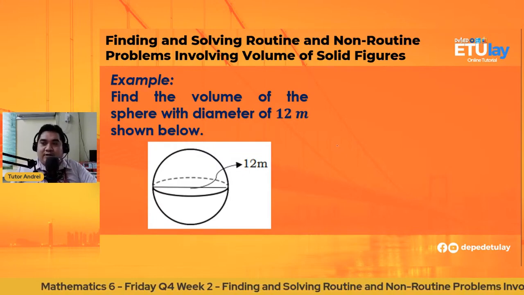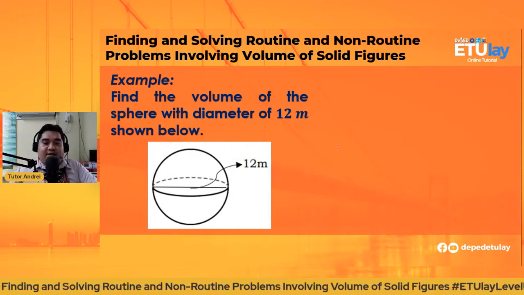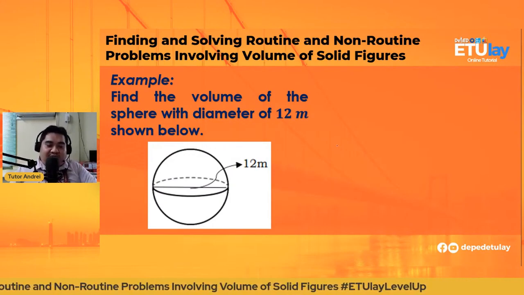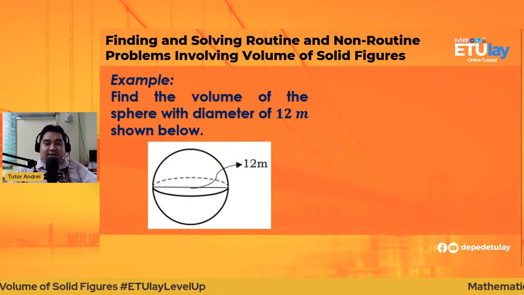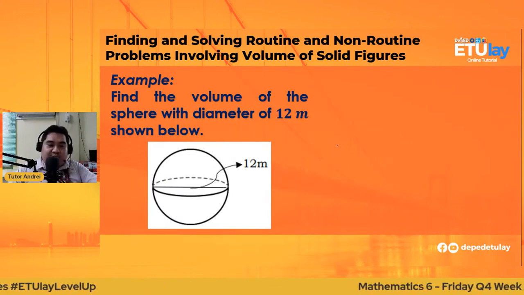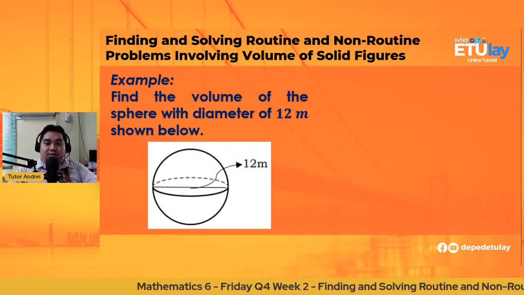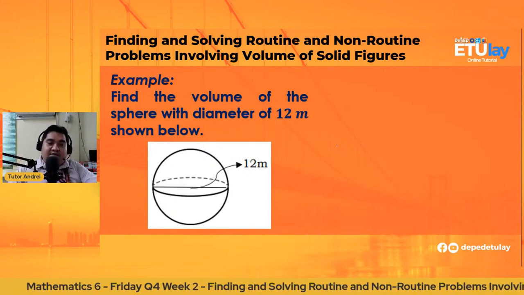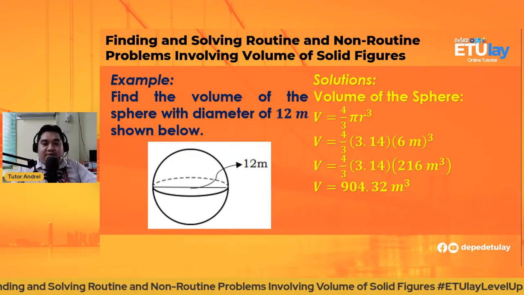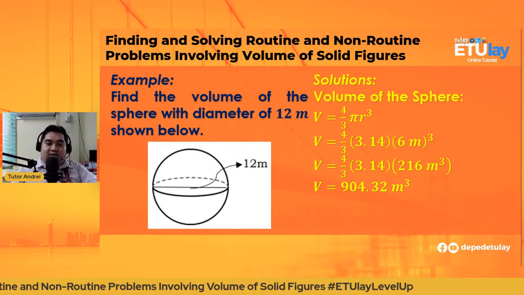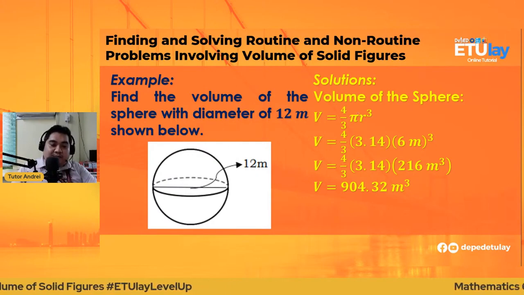So again, katulad ng ginawa natin kanina, para mahanap ang radius ng sphere, you just simply divide the diameter by 2 or get half the measure of the diameter. So that's 12 divided by 2 equals 6 meters. So the radius of the sphere will be 6 meters. So from that, we're going to substitute the given radius of 6 meters. So therefore, the volume of the sphere, again, that's 4/3 pi r cubed. So that is 4/3 times 3.14 times the cube of 6 meters.